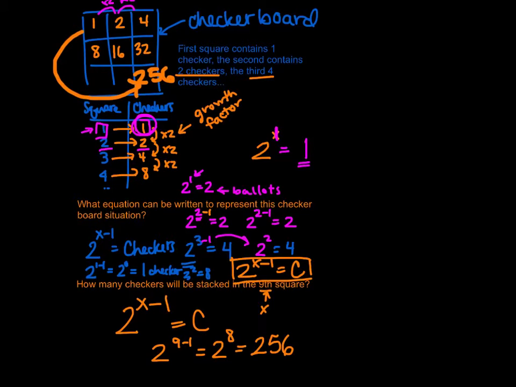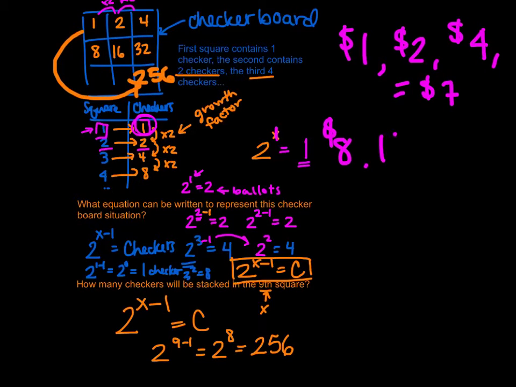Let's think about those checkers as dollars. If we had $1 in that first square, $2 in the second square, $4 in the third square. That's not a lot. The first 3 squares we're just making $7. But then we have $8, $16, $32. Those next squares we have 56 bucks. That's kind of sweet.